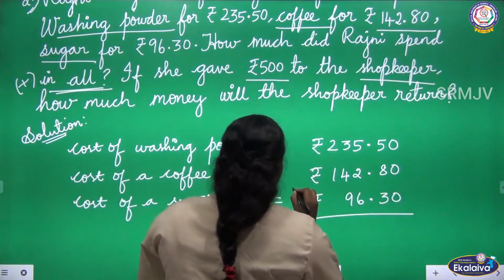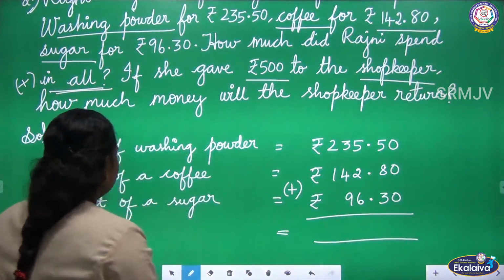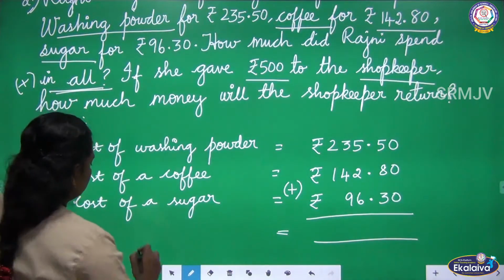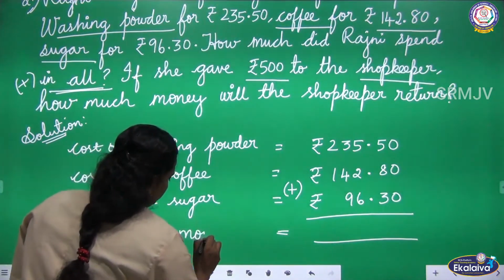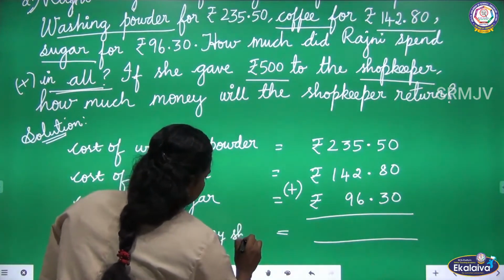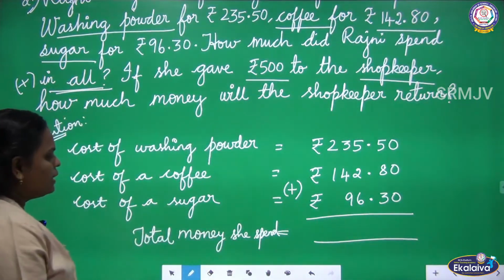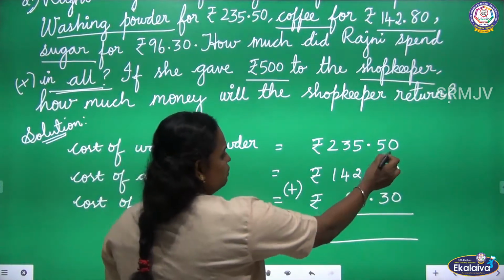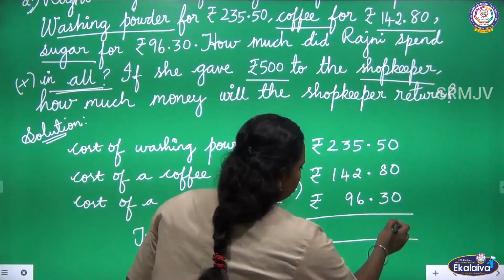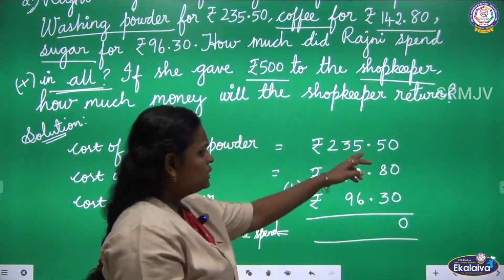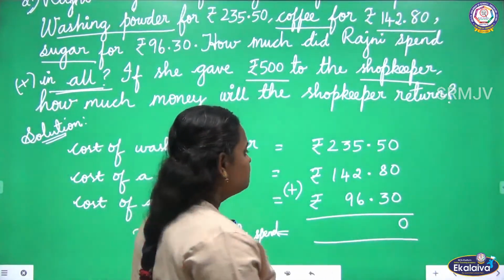So what we are going to do? We are going to add. So write plus symbol. So what is this? Total money she spent. So we are going to add and then find out. So what is 0 plus 0, children? 0 plus 0 is 0. Then 0 plus 0 is 0. Next 5 plus 8 is 13. 13 plus 3 is 16.